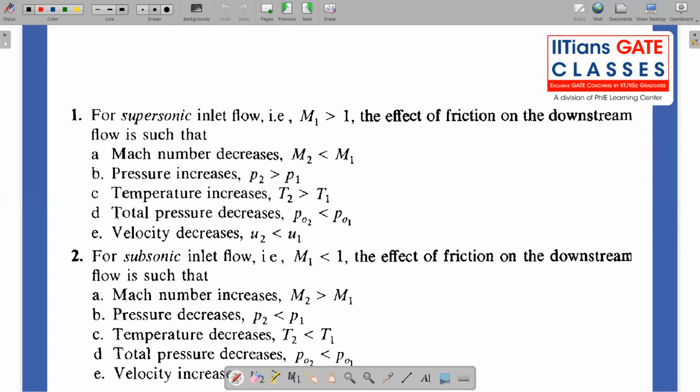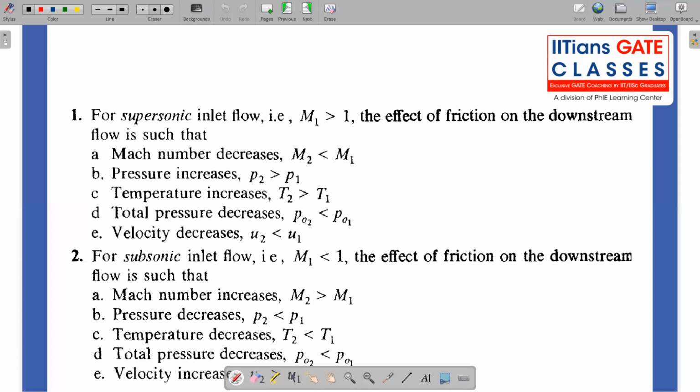Not the friction coefficient, it's the tau W, that's the shear stress, it's going to increase. Okay. So now the pressure increases for a supersonic flow and temperature increases for a supersonic flow. That we have seen in the TS diagram also. Total pressure, as always, is going to decrease because there is a frictional loss that's going to contribute towards increase in entropy or decrease in total pressure. And velocity decreases because flow is decelerated.